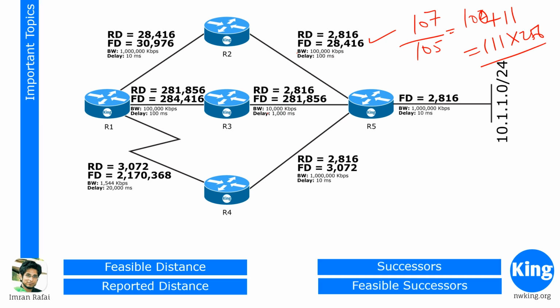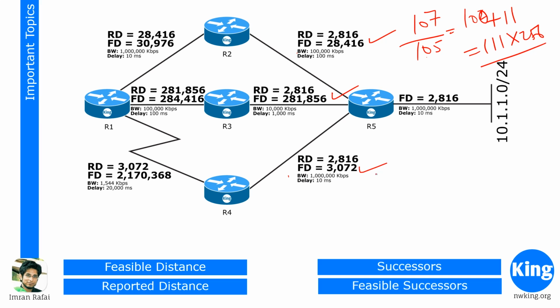Same way here. Now we're talking about 10 to the power 4, that is 1000. If you divide the bandwidth part, you'll get 1000. And the cumulative delay is 1010 microseconds, which is 101 tens of microseconds. So 101 plus 1000 is 1101 into 256. You would get this value, 281,856. Similarly for this, because in this case the lowest bandwidth is the same, 1 million, 1 gigabit Ethernet.